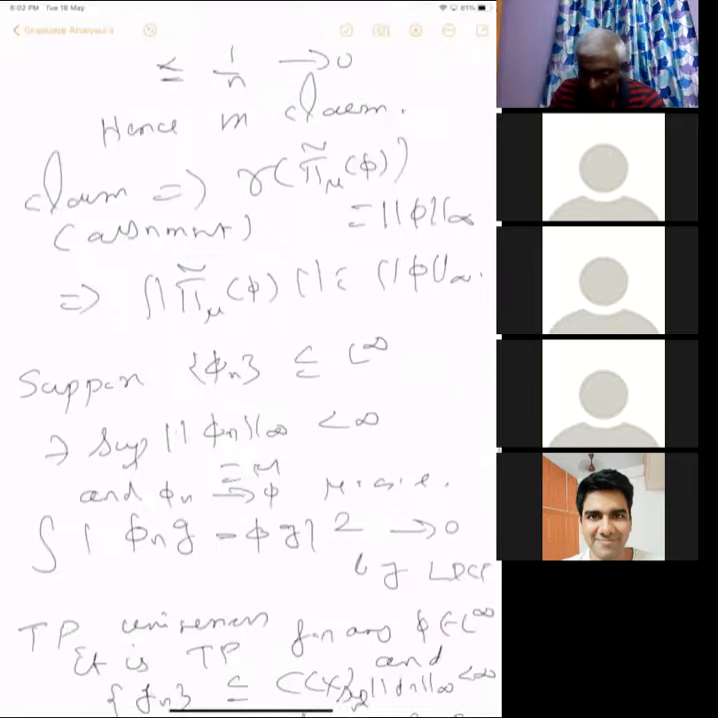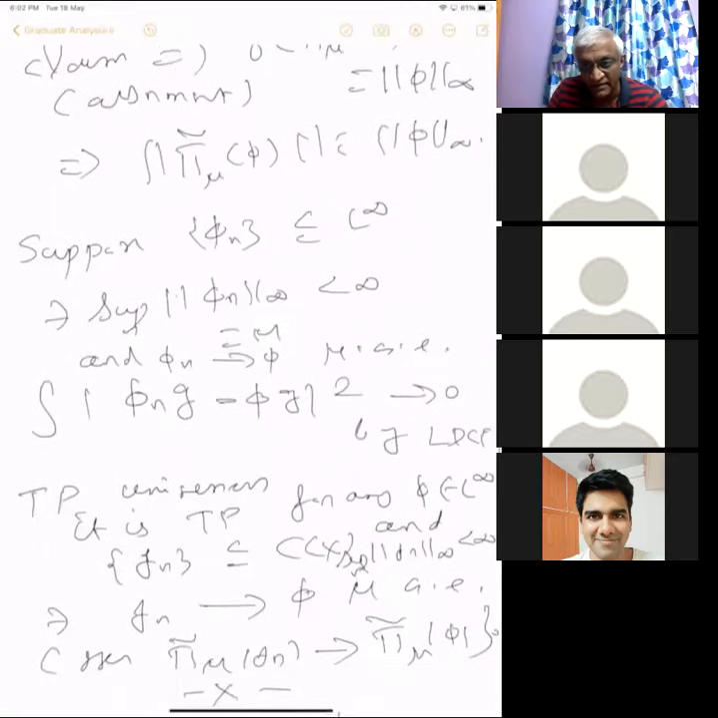Our theorem, we want to prove that pi mu tilde is the unique extension. So given an L infinity function, there exists a sequence of continuous functions, uniformly bounded, which converges to that L infinity function almost everywhere. So that implies that pi mu tilde of F_n converges to that, which is the same as pi mu of that for continuous functions. So that proves that pi mu tilde is the unique extension of pi mu.